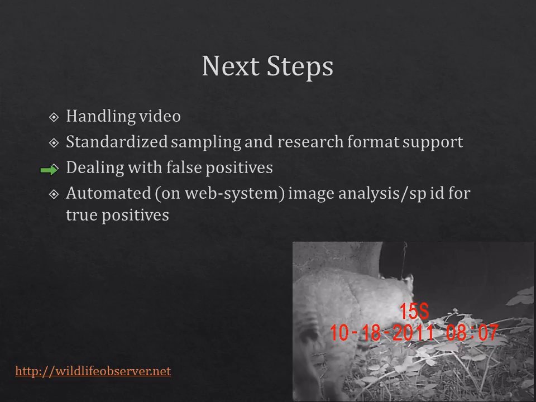And then dealing with false positives, and this was another question about when you have all of those false positives that come from any camera trap system, how do you deal with those? And we are working on automated image analysis methods for removing false positives, and related to that, automated methods for the true positives for identifying the species. And this would take place on the web system, so basically all uploaded images would be analyzed for species identification automatically. These are not currently part of the system. These are things that we are going to work on next.